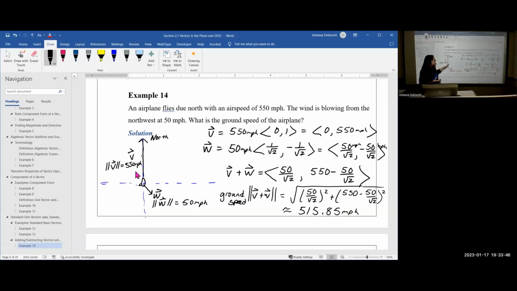And the direction it actually ends up heading in is this direction right here, right? So if you're an airplane pilot and you need to go due north, you actually have to set your heading to the west. If you have a wind coming out of the northwest flowing southeast, you actually have to head that way to actually end up traveling that way.